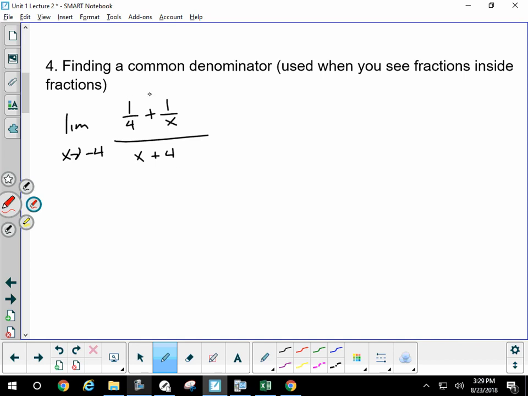What we're going to do is eliminate this fraction inside of a fraction. Let's combine these two fractions up here. How do I do it? I'm going to have to give them a common denominator by multiplying the top and bottom of each by the other's denominator. By doing this, I get x over 4x plus 4 over 4x, all over x plus 4.